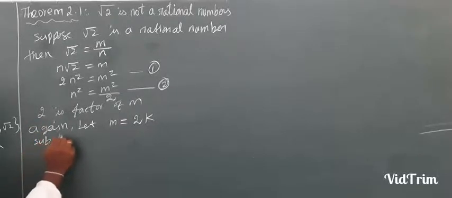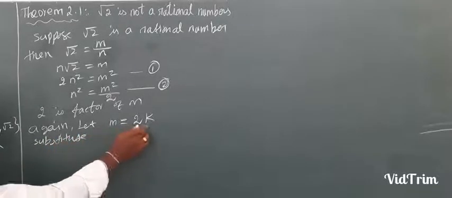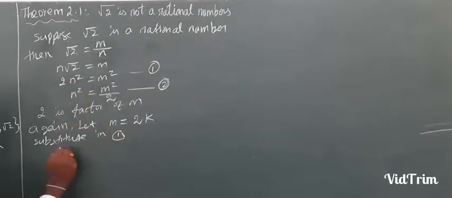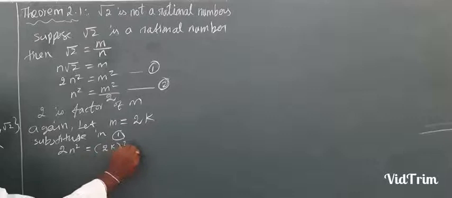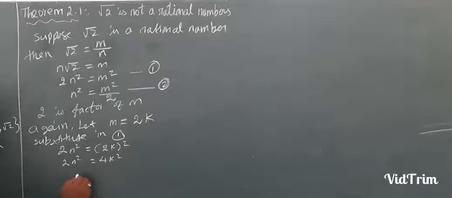Apply the M value to the first equation. Substitute M is equal to 2K in the first equation. That is 2N square is equal to 4K square. So N square is equal to 4K square by 2. So we need K. So I write 2N square by 4 is equal to K square. Cancel that. Now we have N square by 2 is equal to K square.